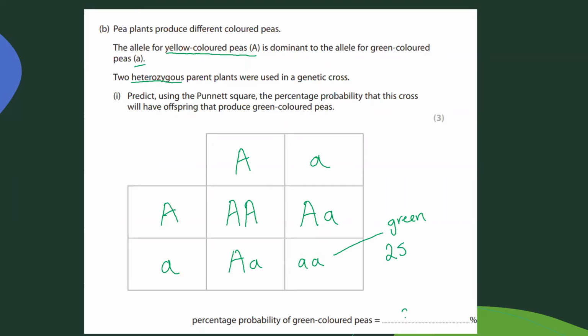So the percentage is 25%. So 1 out of 4 of the offspring would be green. That's a probability. Okay, not saying it would happen, but that's a probability. That's why we say probability.